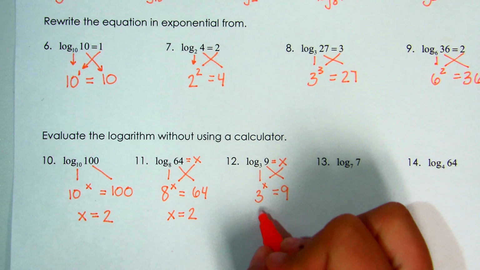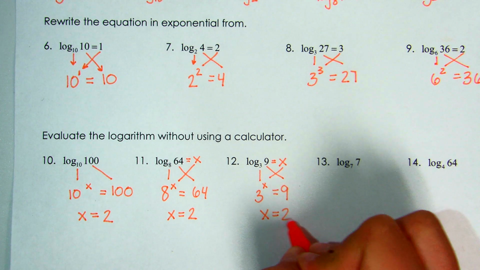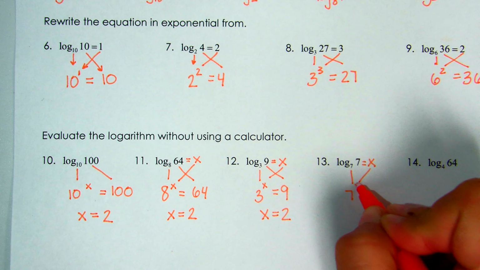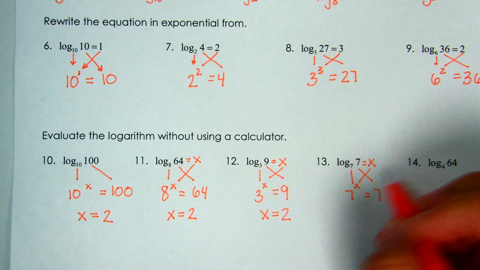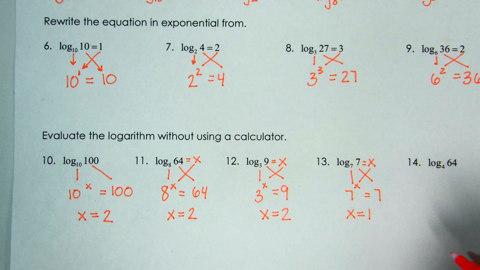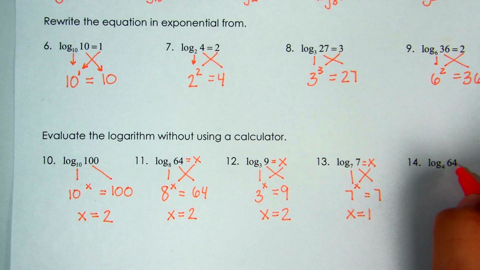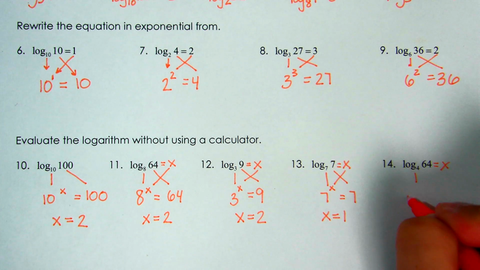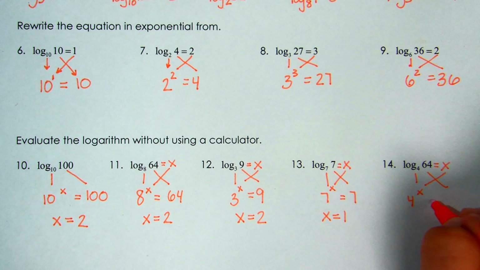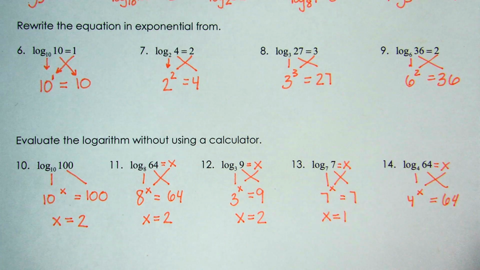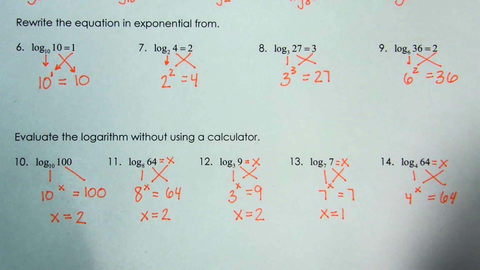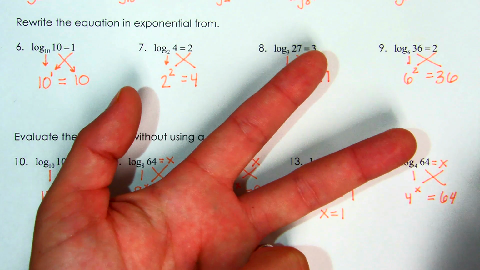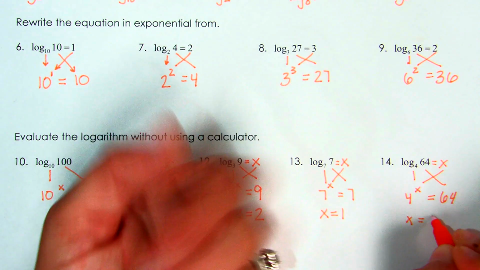3 squared is 9, so x equals 2. Set it equal to x. 7 to the x power equals 7, so x equals 1. Anything to the first power is itself. Set it equal to x. Bring down the 4, crisscross, so 4 to the x power is 64. 4 times 4 is 16, times 4 is 64, so x is 3.